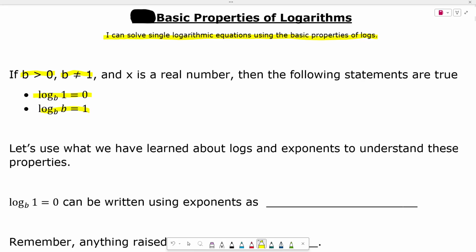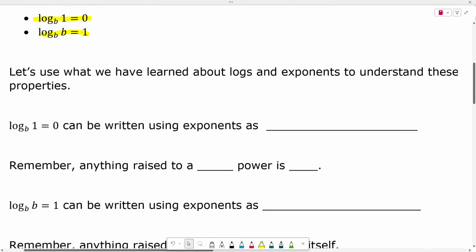So let's take the information that we have learned from logs and exponents to understand what these properties really mean. Our first one here says log base b of 1 is equal to 0 can be written using exponents as b to the 0 power is equal to 1. Now we remember our properties of exponents that anything that is raised to the 0 power is always going to be 1, therefore making this a true statement.